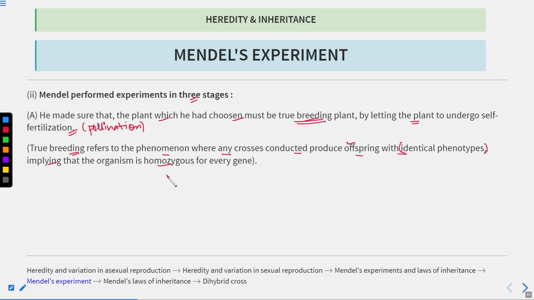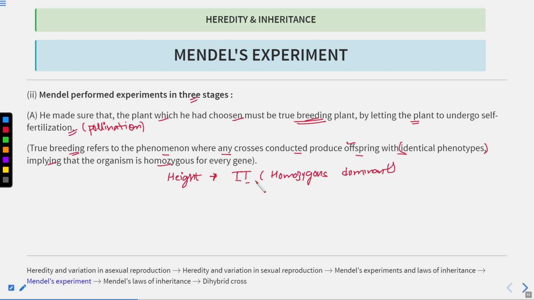Homozygous means, if we take the character height, then homozygous for every gene means capital T, capital T. So this is homozygous dominant. Clear? So these are true breeding lines, or you can say pure breeding lines.